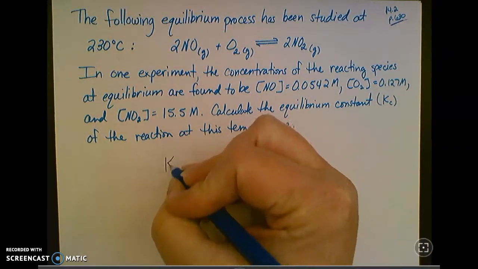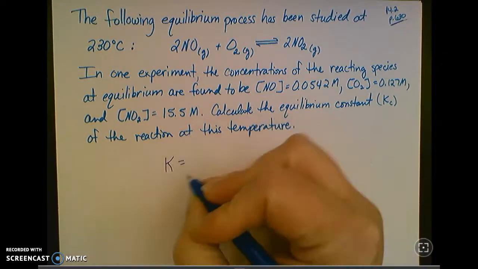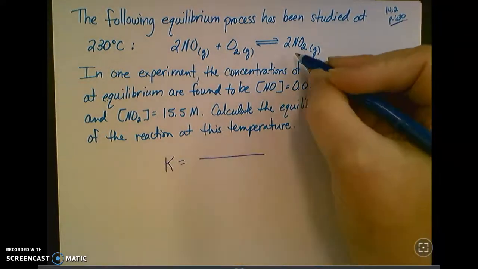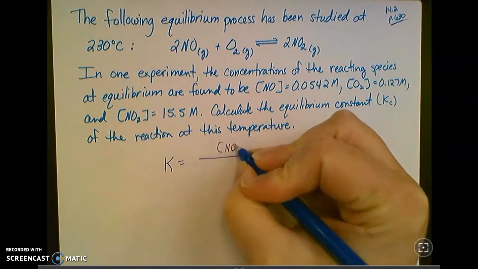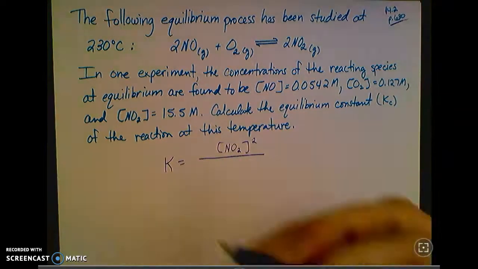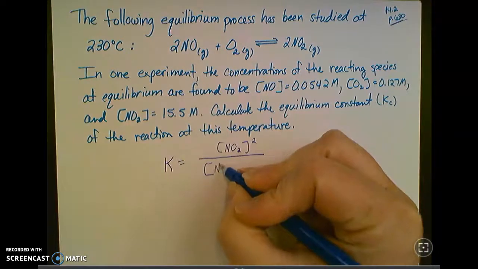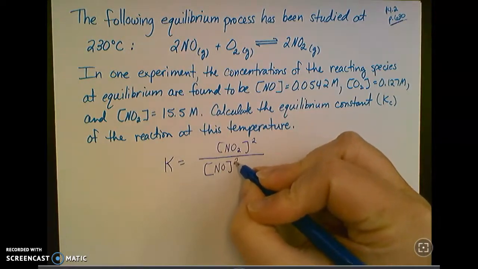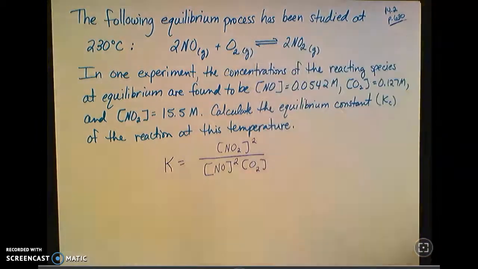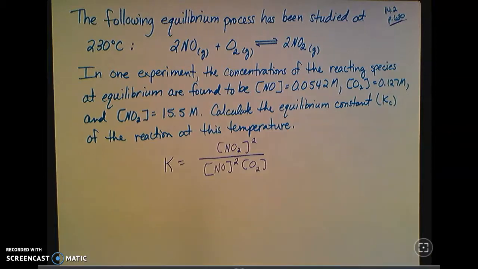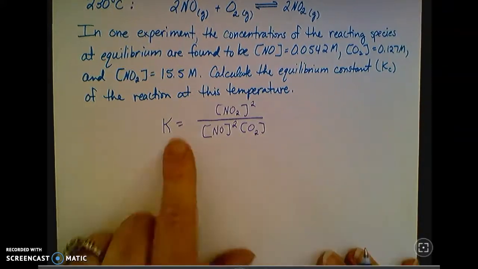So the first thing that I need to do is write my equilibrium expression. So K equals products raised to the power of that coefficient. So the concentration of NO2 to the second power over reactants raised to their coefficients. So NO, nitrogen monoxide, I should say, to the second power times the concentration of oxygen. And it's just to the first power, so that's understood. So there's nothing really difficult about this. It's just plugging into that equation and solving for K.